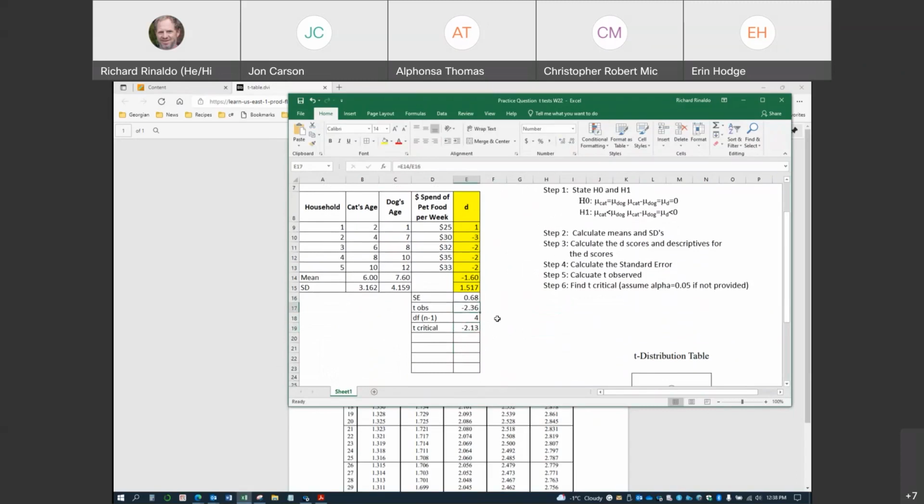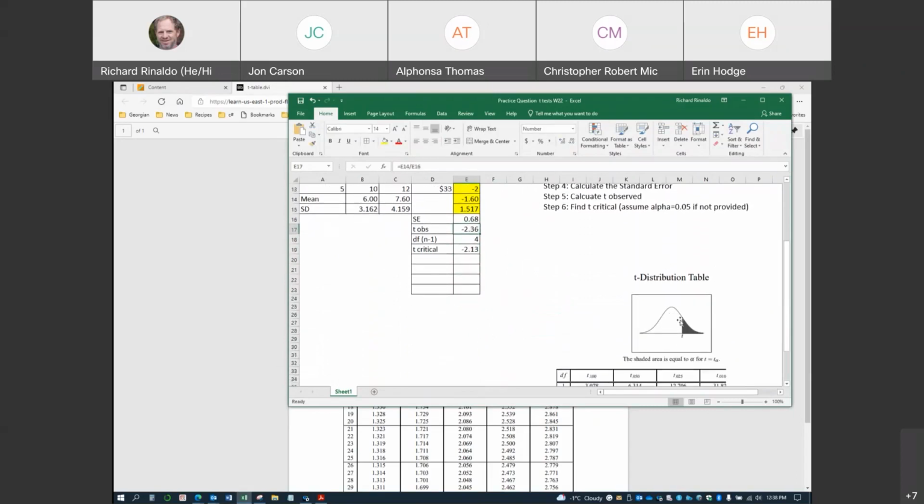Since t observed is, if I look at my critical values, I have to flip this thing around. Because my t observed is in my critical area, meaning that it's further in the extreme scores on the negative side of the curve, right? The lower values, it's more extreme than negative 2.13. So my decision: reject H0.